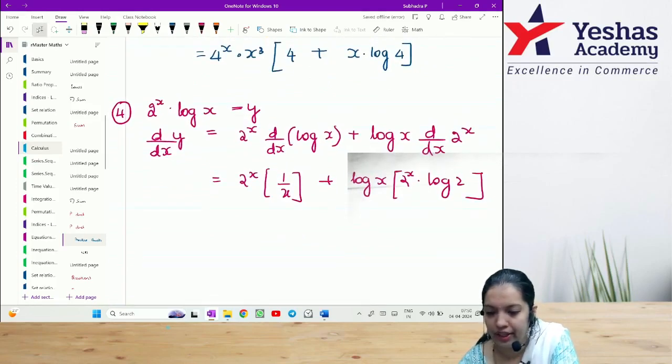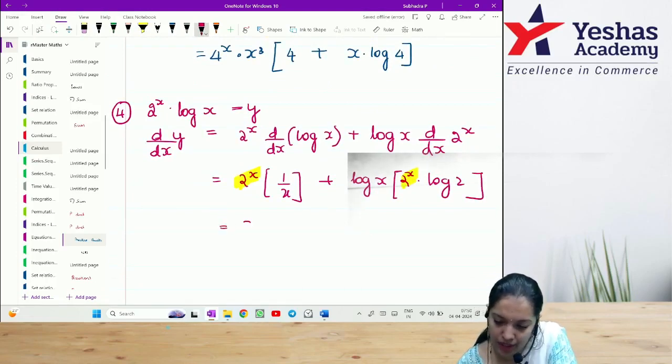Next step, find what is common. 2 power x is common. So your answer will be 2 power x common outside, 1 by x plus log 2 into log x.